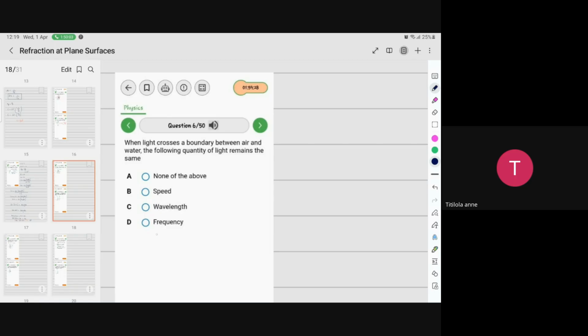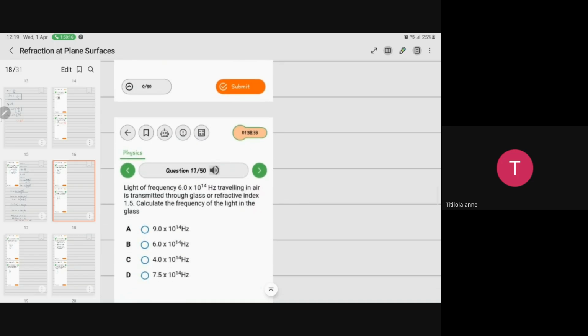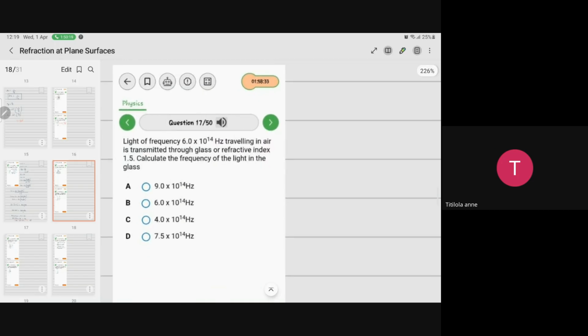Okay, in the absence of that, it's not saying anything. Remember that frequency depends on the source of light itself, right? It depends on the source of light, not on whether it's crossing the boundary. So that one is entirely off. Well done, guys.